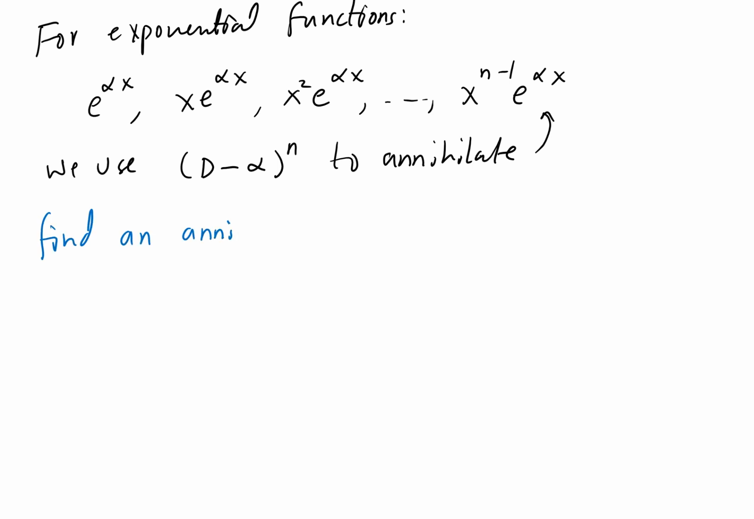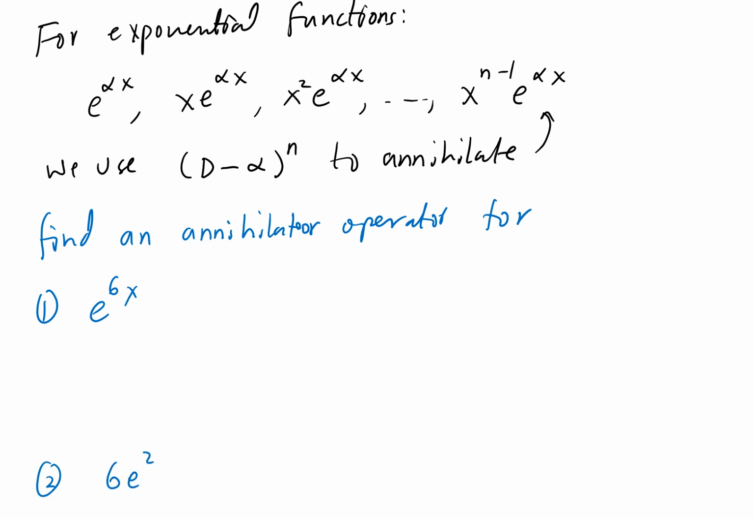Find an annihilator operator for, let's say, e to the 6x, and then for 6e to the 2x minus 5x e to the 2x.